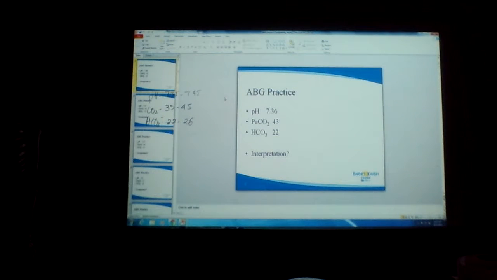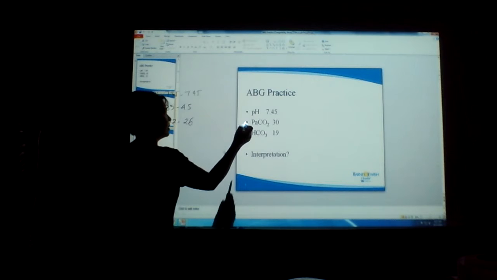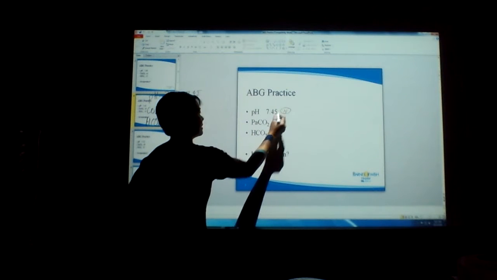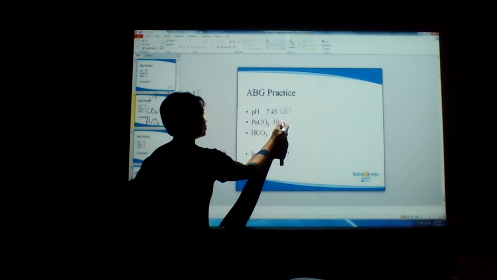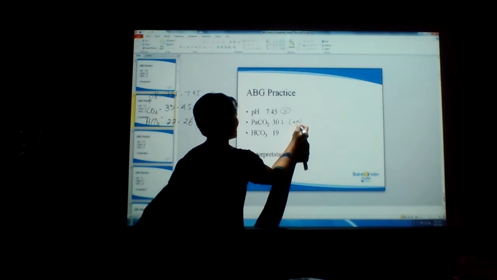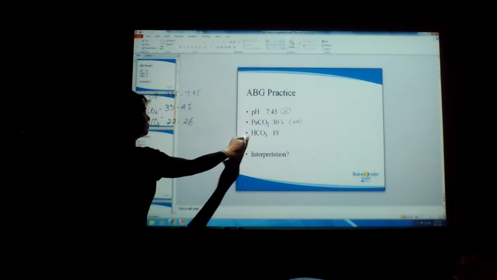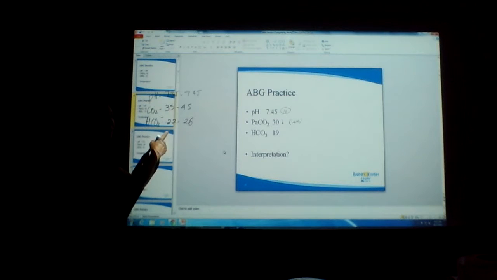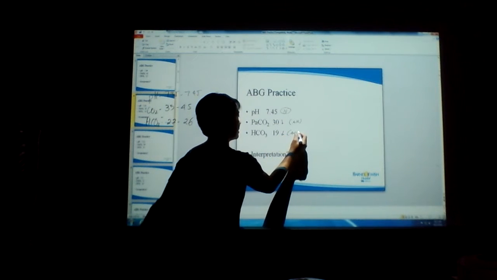Okay, how about the next one? Here. What's this one? Normal, right? What's this one? That was low. Low. So if the PCO2 is low, I'm going to write this must have been alkalosis, respiratory alkalosis. What about this one? Low. Low. So this is acidosis.